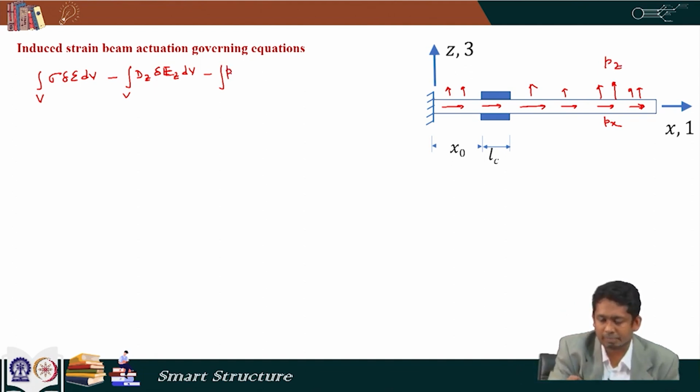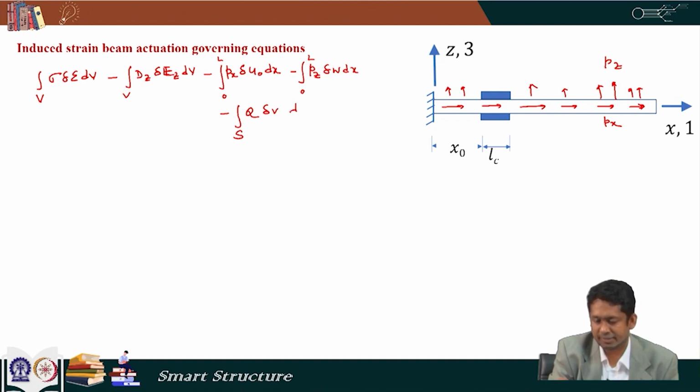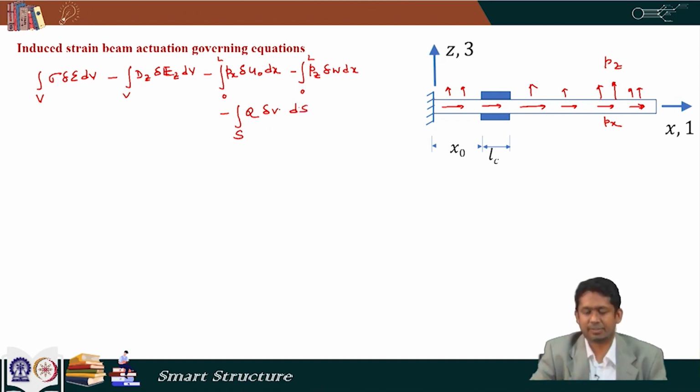The distribution can be anything, they need not be uniform, and let us call that Pz. So we have here Px multiplied by variation of u0 dx, and that goes from 0 to L, plus Pz variation of w dx, minus the surface integral of charge multiplied by variation of the potential delta V, and that is over the surface.